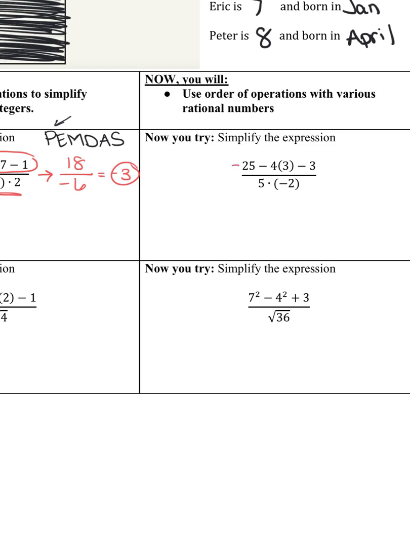The first thing I would do is simplify the numerator, and I would start with multiplying the 4 and the 3. That's going to give me 12. Now I can do 25 minus 12, which is 13. Then 13 minus 3 is 10 for just my numerator. Then I still have that 5 times -2 in the denominator, and that's going to give me -10. Now I can simplify that by dividing, and I get -1.